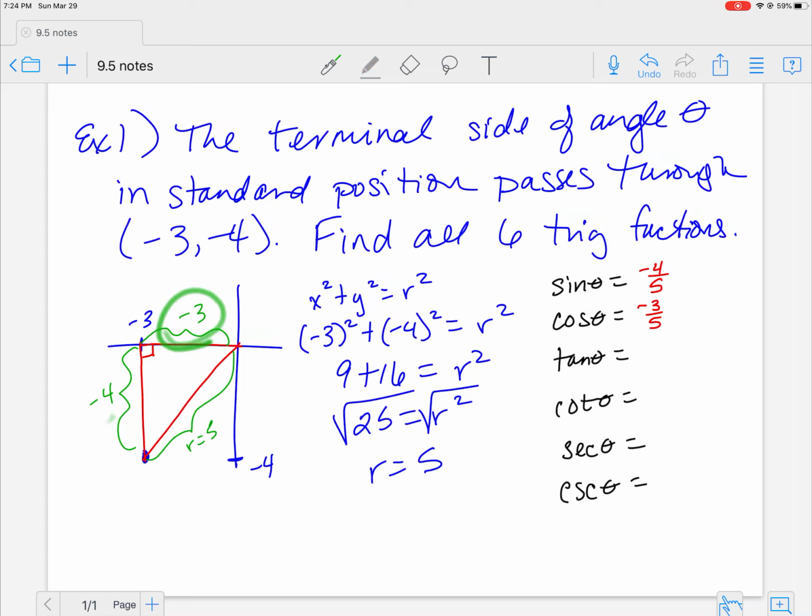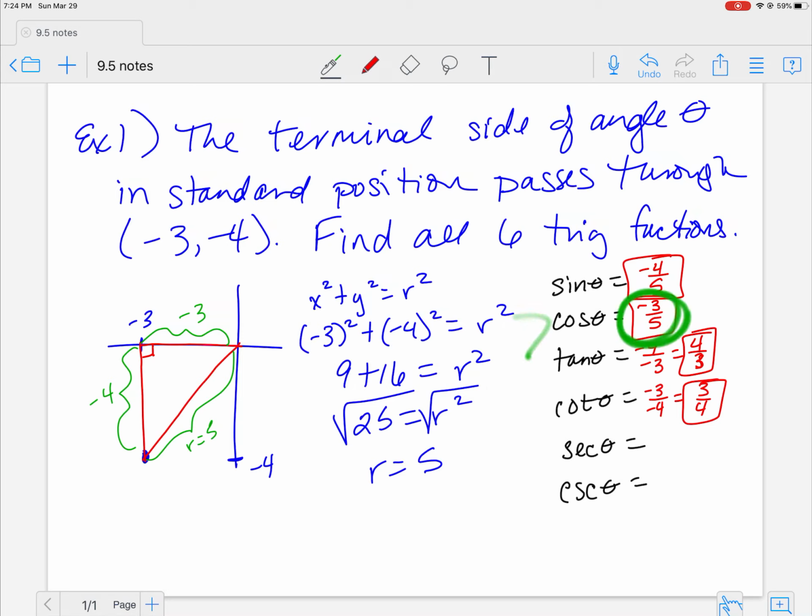Cosine is x over r, so my x value over my hypotenuse. Tangent is y over x. Look what happens here: negative 4 over negative 3. What happens when you have a negative divided by a negative? Positive. So my answer for that one is actually a positive 4/3. I'll box these so you know that's our final answer. Cotangent is the reciprocal of this. It's your x over your y because it's cosine over sine. So I have negative 3 over negative 4, which we know is a positive 3/4.